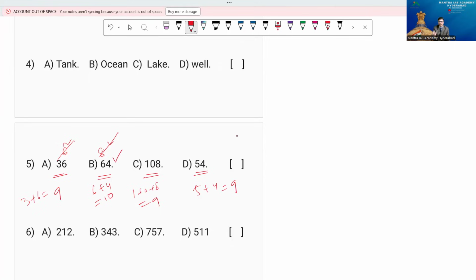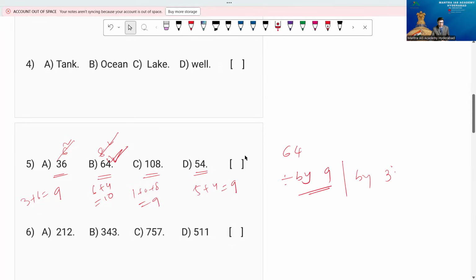You can tell the same question from another angle also: all the numbers except 64, all are divisible by 9. Even some people can say divisible by 3 also, not a problem, because the number which is divisible by 9 is obviously divisible by 3. So the answer is what? Both are the same. So for this question, 64 is the answer, beta.